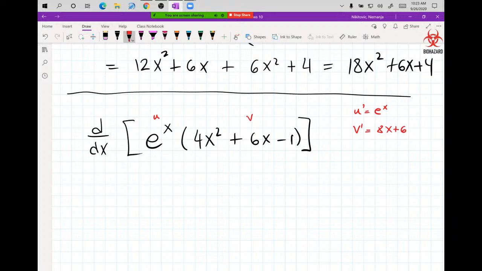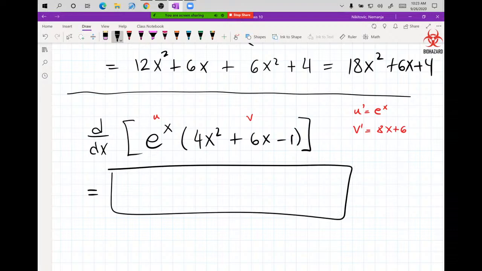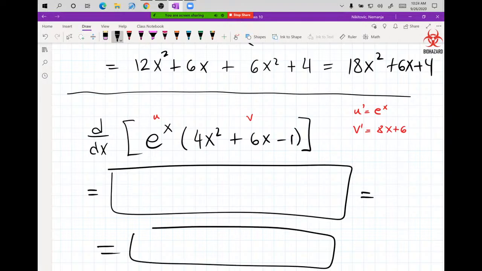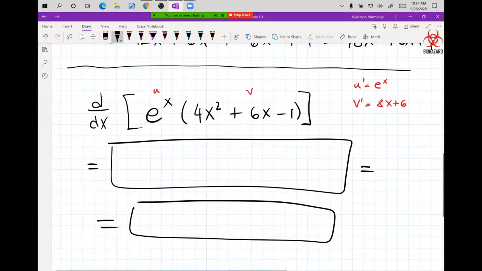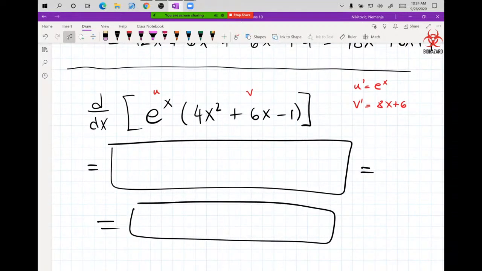I'm going to give you 2 minutes, I guess, to work out the formula for product rule. So the formula for product rule goes there, right, using the expressions, and then simplify it here to have the answer. So let's see what you get at the end.